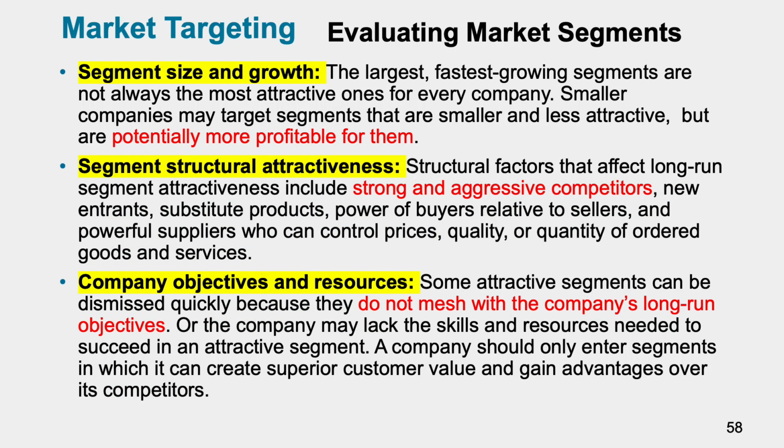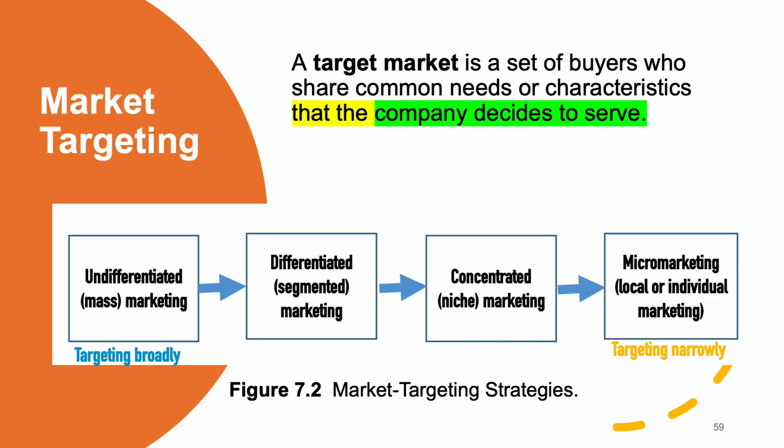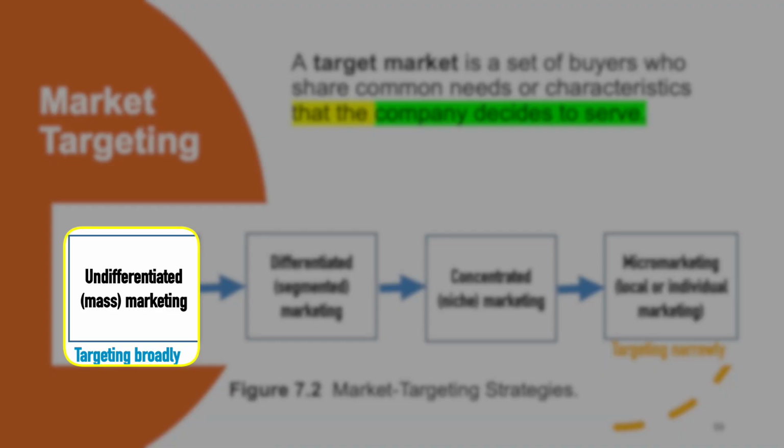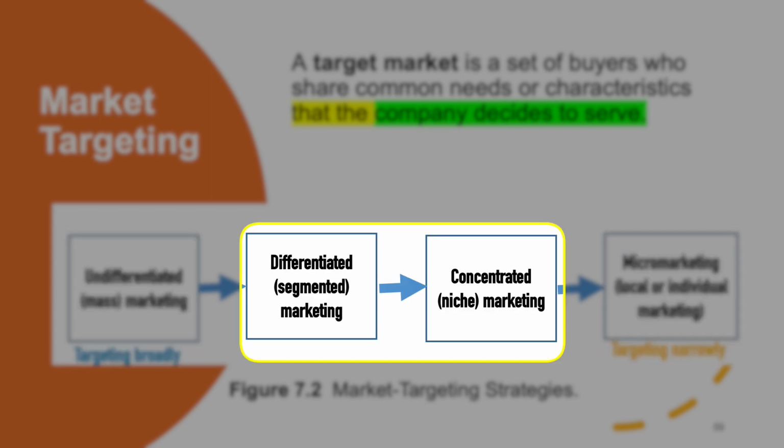We can now look at how companies evaluate and select target segments. Segment size and growth, segment structural attractiveness, and company objectives and resources are some of the key criteria in evaluating market segments and deciding which to target. A target market is a set of buyers who share common needs or characteristics that the company decides to serve. After evaluating different segments, the company must decide which and how many segments it will target. It can target very broadly with undifferentiated marketing, very narrowly with micromarketing, or somewhere in between with differentiated or concentrated marketing.